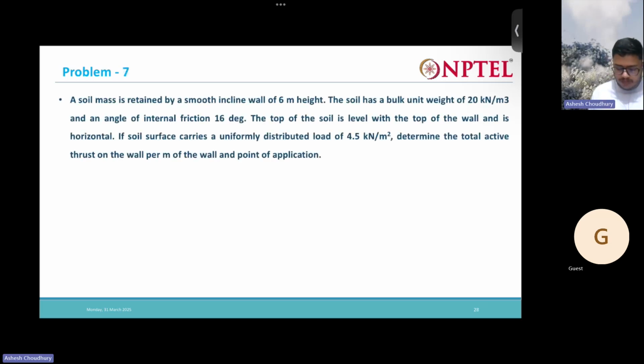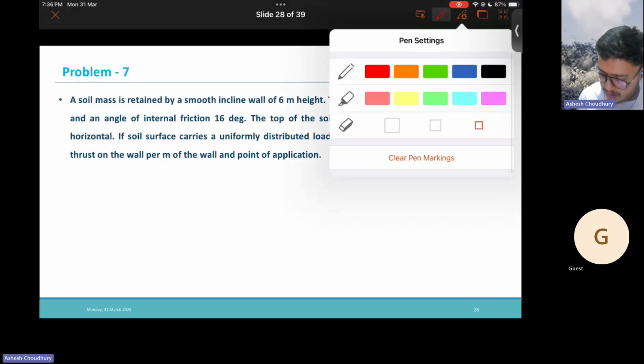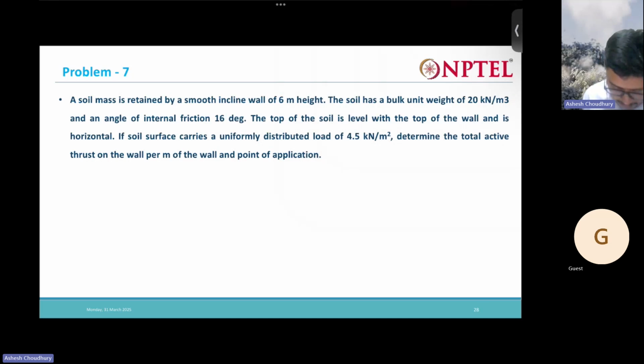Let's see this. The soil mass is retained by a smooth inclined wall of 6 meter height. The soil has a bulk unit weight of 20 kilonewton per meter cube and an angle of lateral friction 16 degrees. The top of the soil is level with the top of the wall and is horizontal. If the soil surface carries a uniformly distributed load of 4.5 kN per meter square, determine the total active thrust on the wall, per meter of the wall, and point of application. So, this is actually given in the question, the diagram actually.